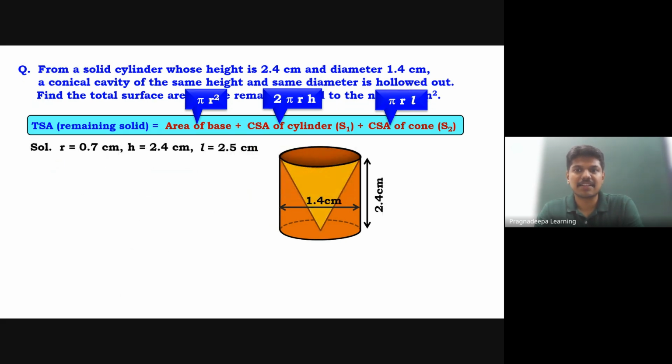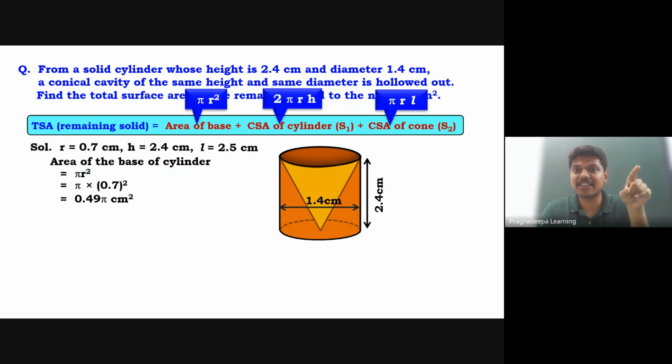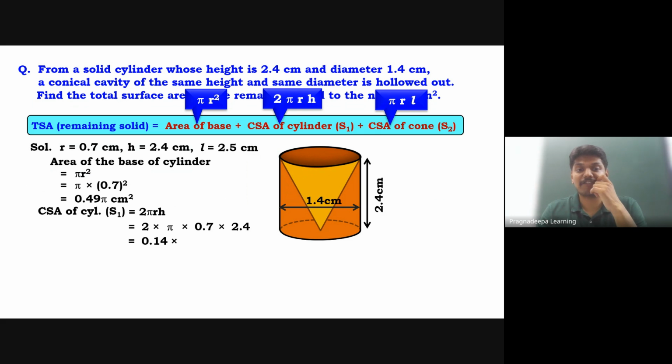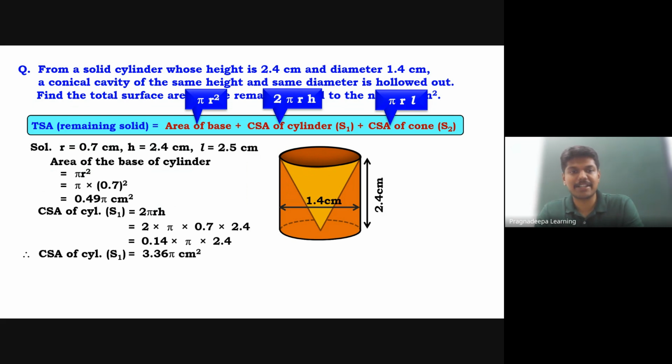Hence, the area of the base of the cylinder, which is pi r square, can be written as pi into 0.7 square, which we have already done. It is 0.49 pi. Curved surface area of the cylinder, which I'm calling S1, is 2 pi r h, which is 2 into pi into r is 0.7 and h is 2.4. You do the simplification of 2 into 0.7, which becomes 1.4 into 2.4 pi. Now you multiply that, you will get 3.36 pi centimeter square.